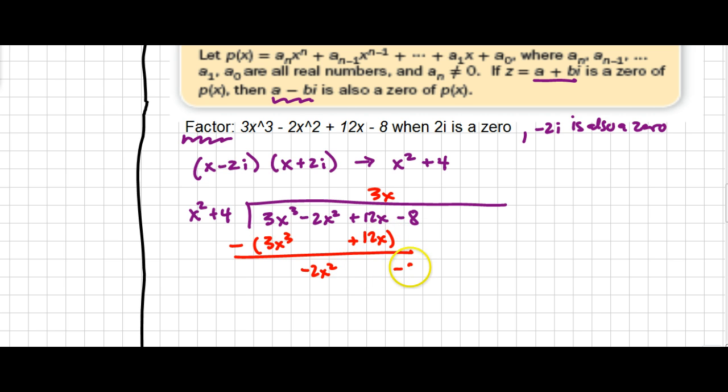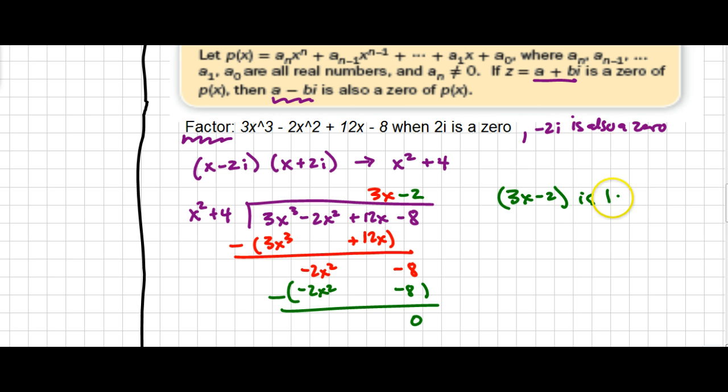So I bring down my negative 8, and now I start all over. X squared times what is negative 2x squared? That's going to be negative 2. Negative 2 times x squared is negative 2x squared. Negative 2 times 4 is negative 8. And when I'm all done there, if I subtract, I am going to get 0. So that means there's no remainder there, and that's a good thing. That's what I was expecting to have happen. So now that's my last factor. So 3x minus 2 is the last factor.